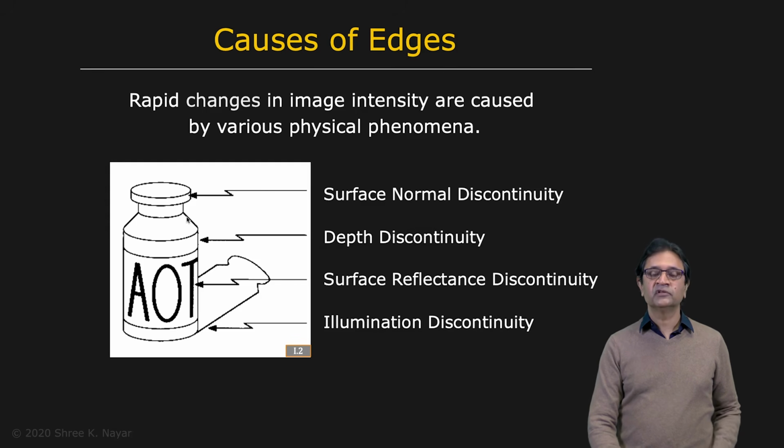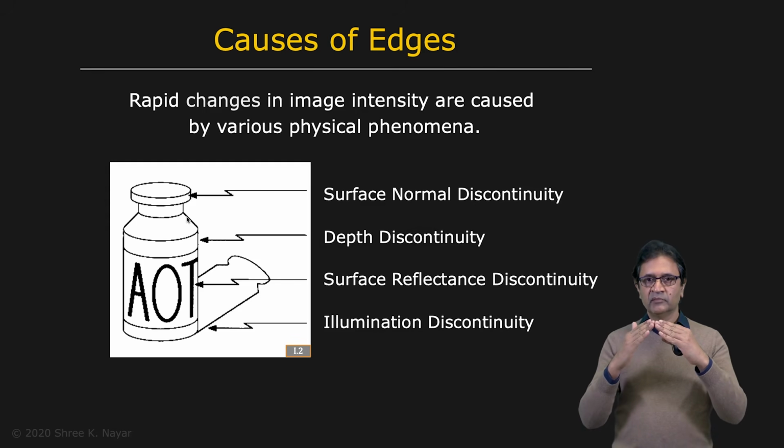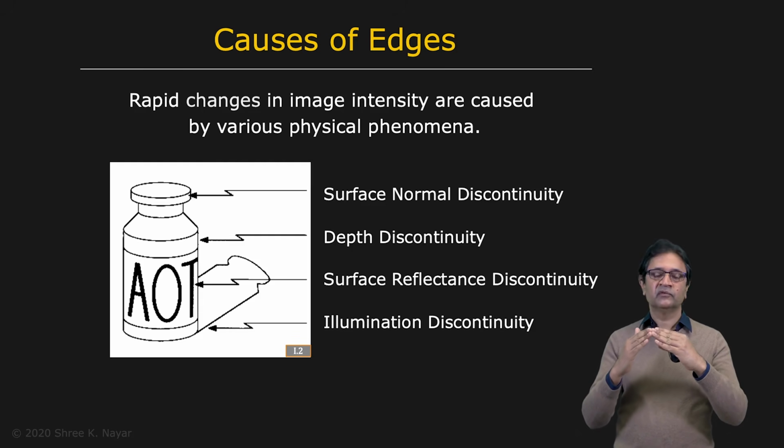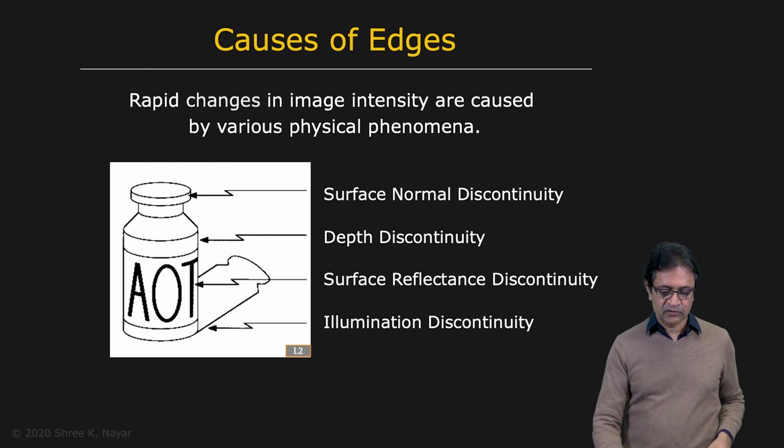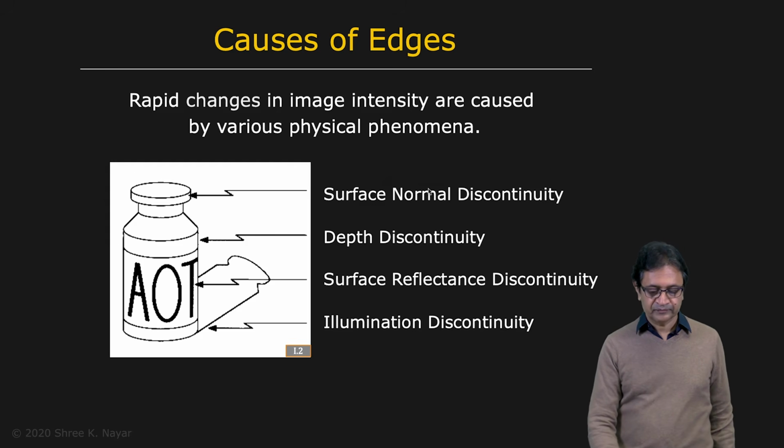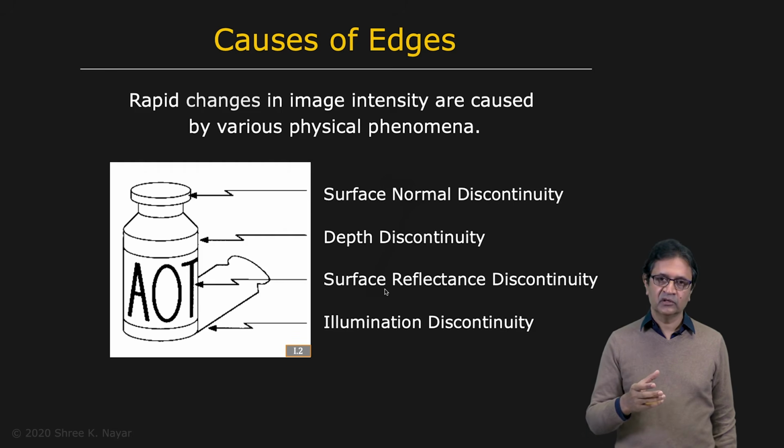And then there is surface normal discontinuity. So you may have two surfaces that are made of the same material, but they happen to have different surface orientations. And therefore, they end up receiving different amounts of light from the light sources. And therefore, they end up having different brightnesses. And that causes a sudden change in brightness at the point that they meet. That's surface normal discontinuity.